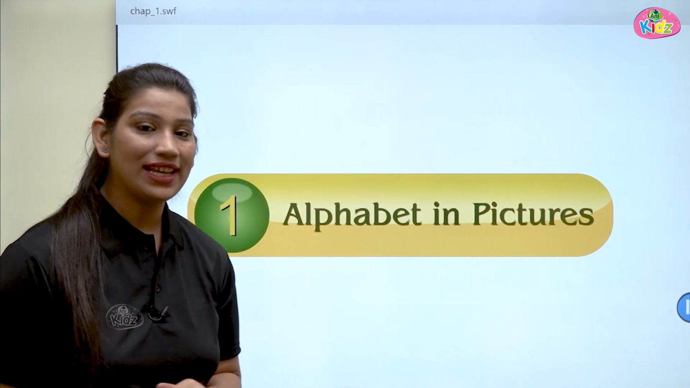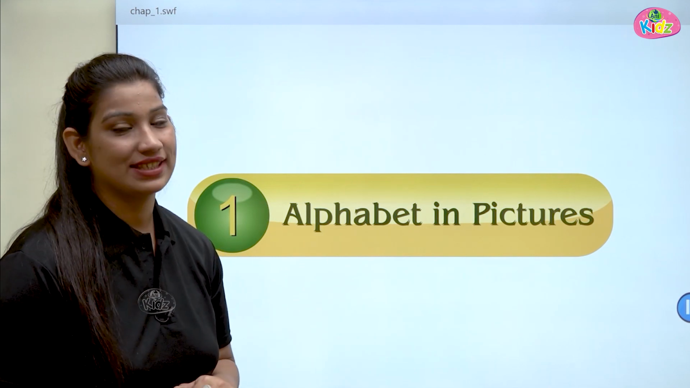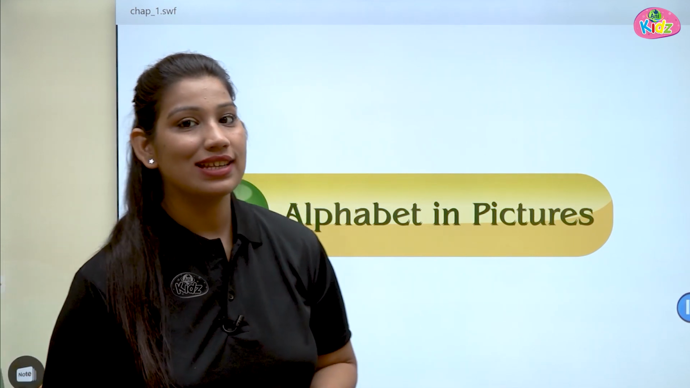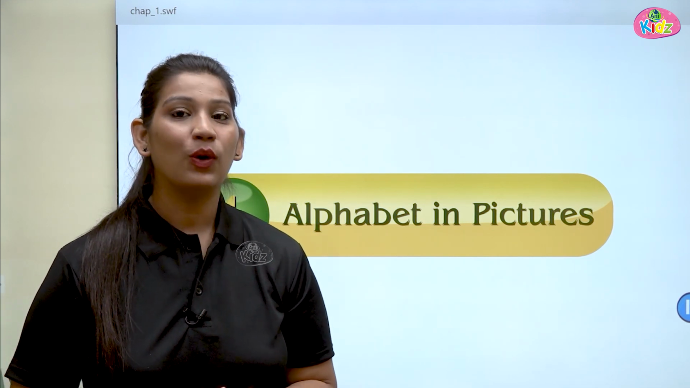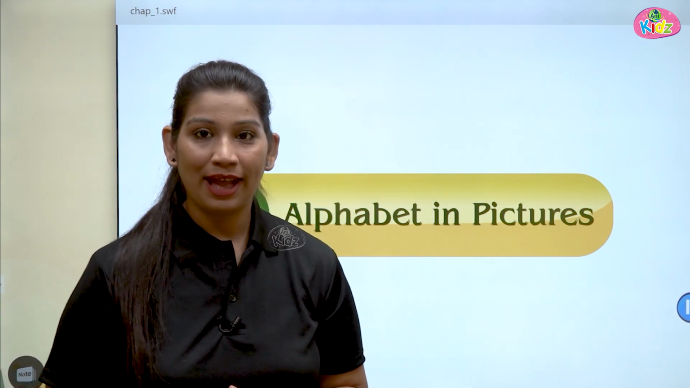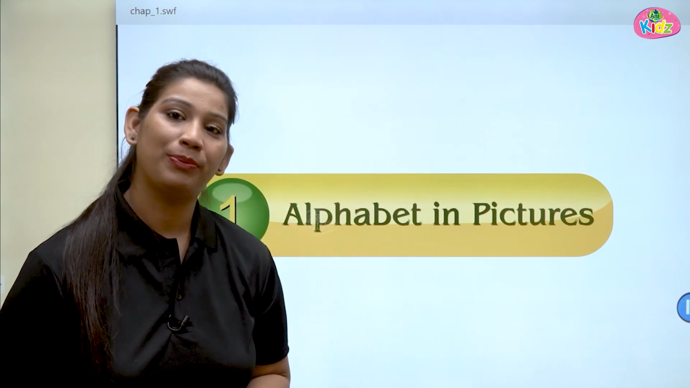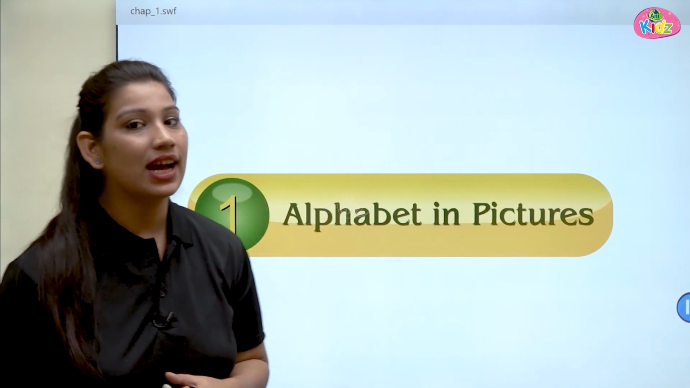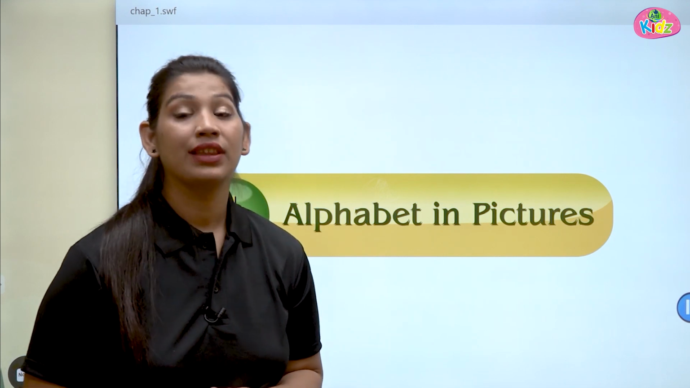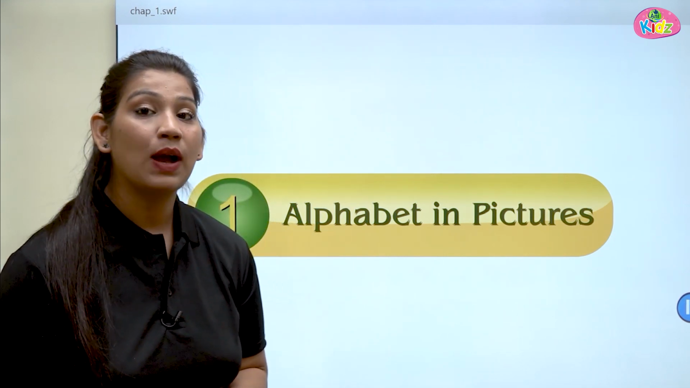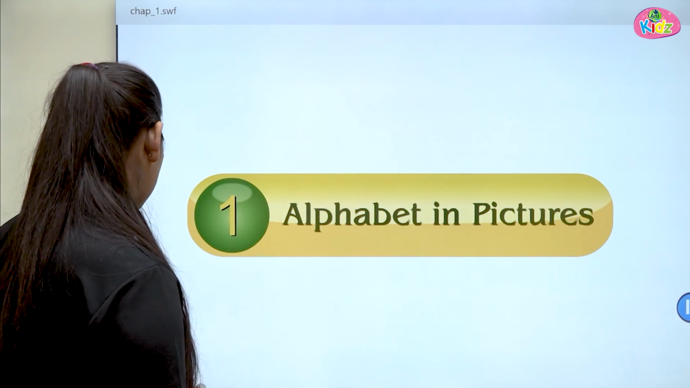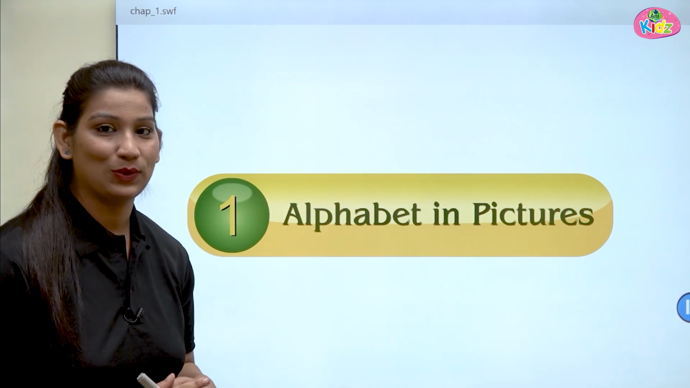Our topic for today is alphabet in pictures. In today's session, we will understand about the 4 alphabets M, N, O, P. We will start with letter M. After L, it comes M. M sounds M. Let us start the session with the help of video.